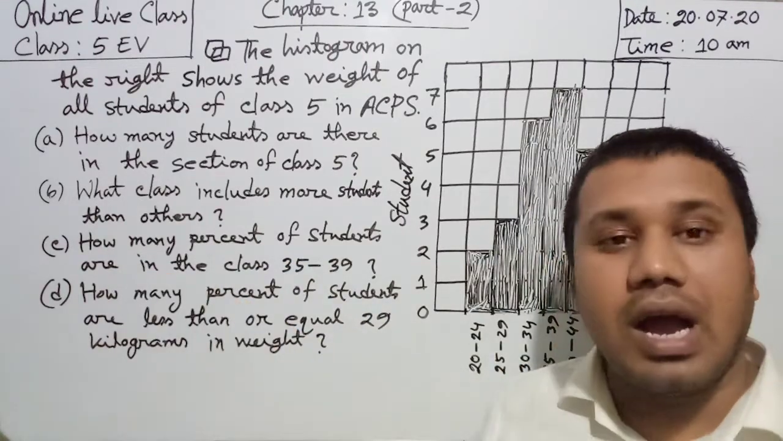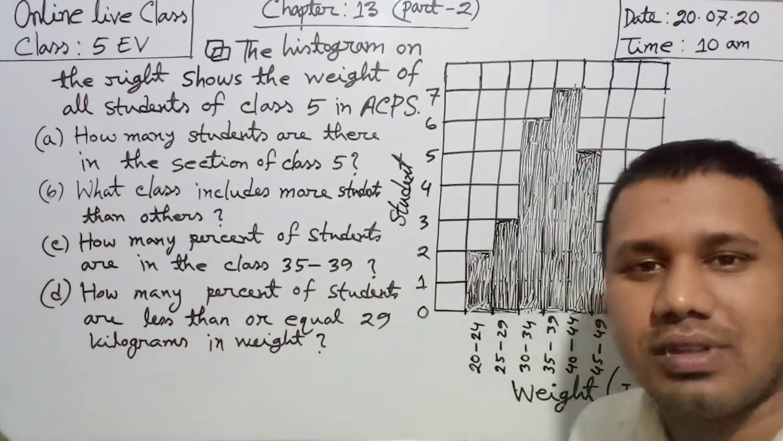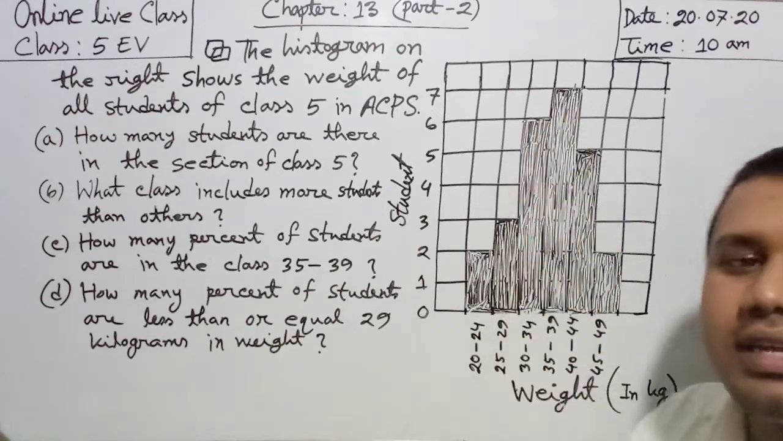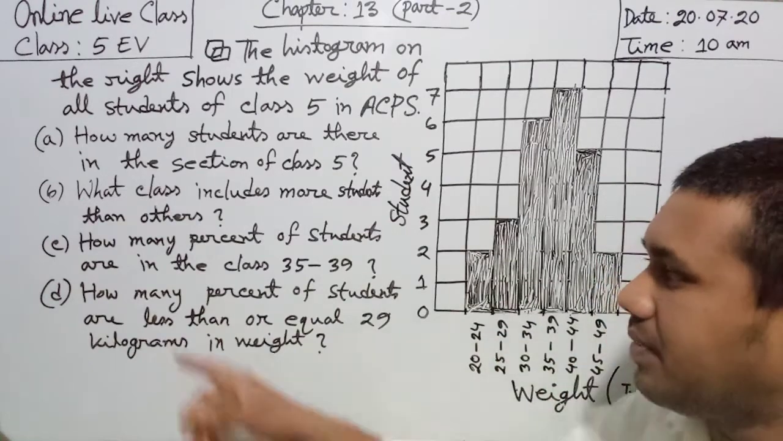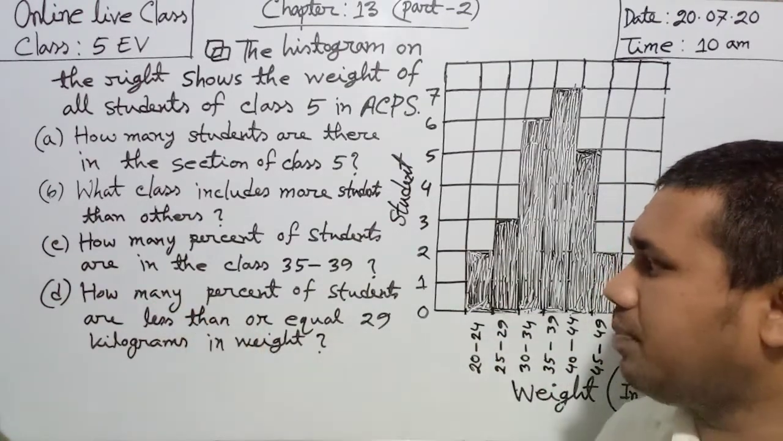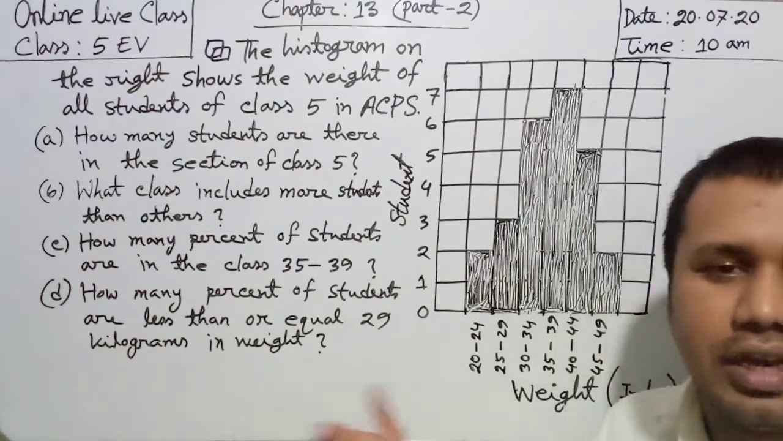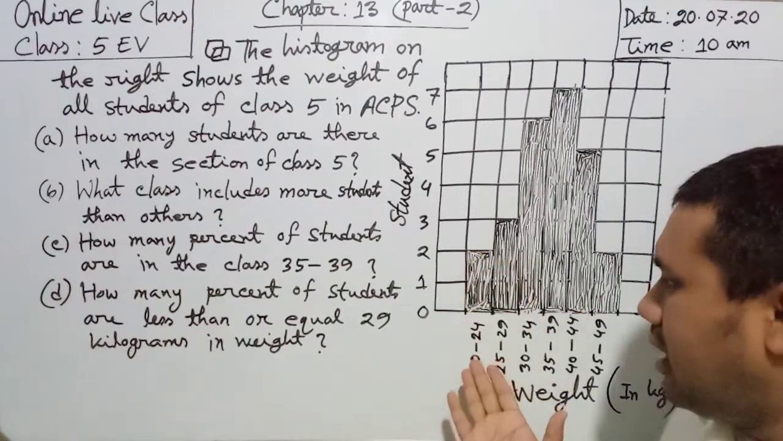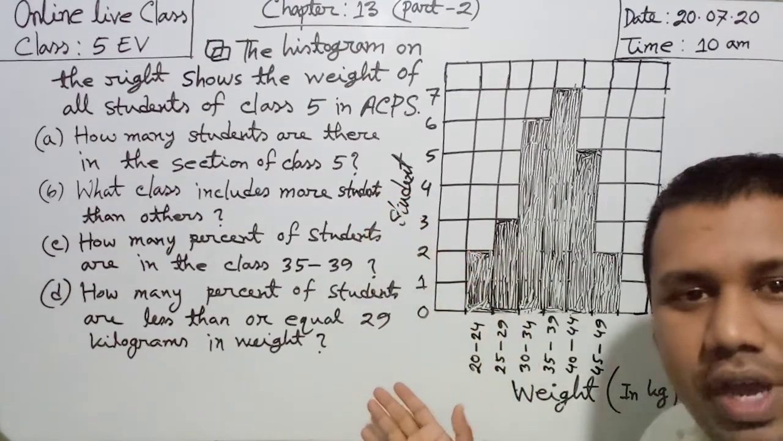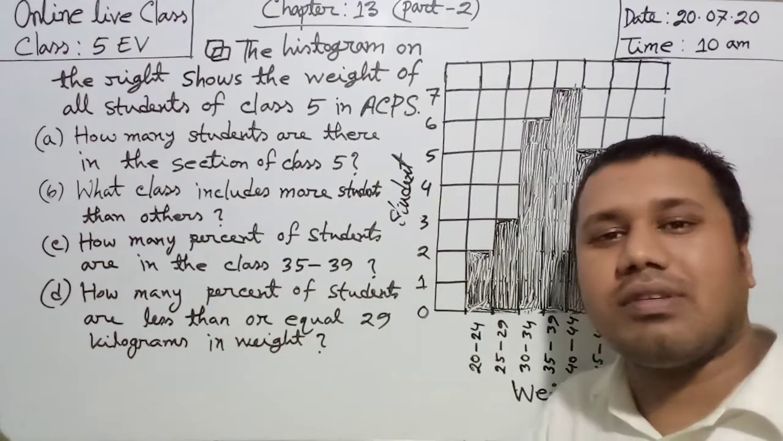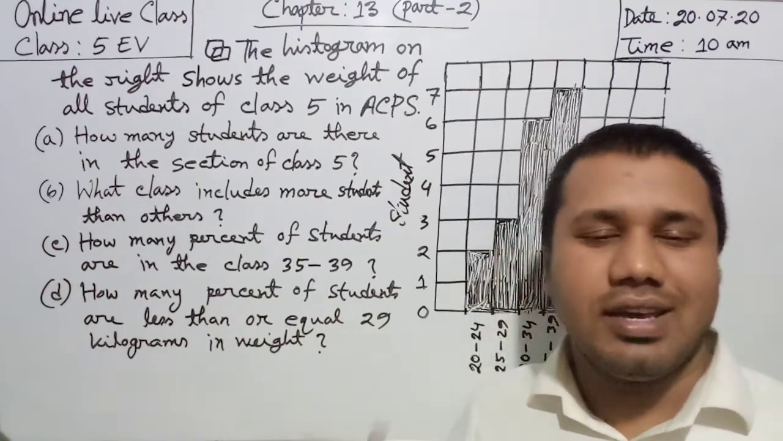Now C: How many percent of students are in the class 35 to 39? Look, 35 to 39. How many percent of students belong there? We have to give the answer. And the last one, D: How many percent of students are less than or equal to 29 kilograms in weight? Dear students, in this histogram, this indicates the weight of some students. Now we have to give the answers according to this histogram. At first, number A, how many students are in this histogram?